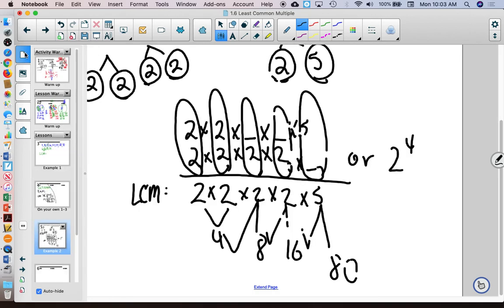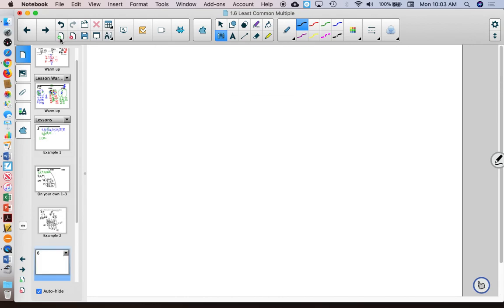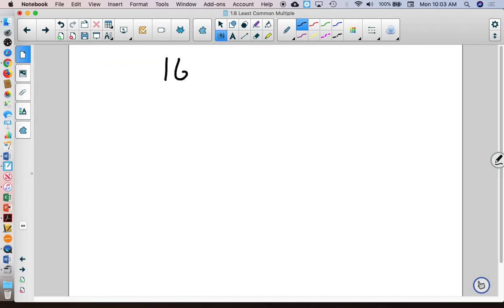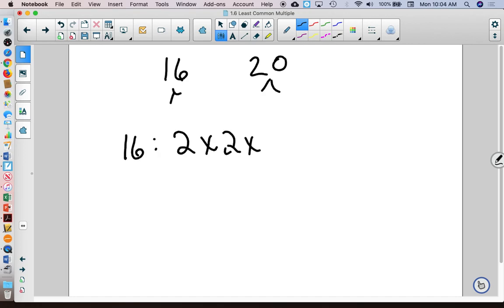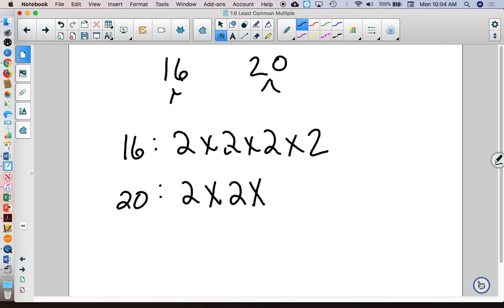All right, I'm going to throw one in here. A while ago, we had 16 and we had 20. I'm not doing my trees again, but 16 was equal to 2 times 2 times 2 times 2, right? Okay, and 20 was equal to 2 times 2 times 5, am I right? Yes. All right.